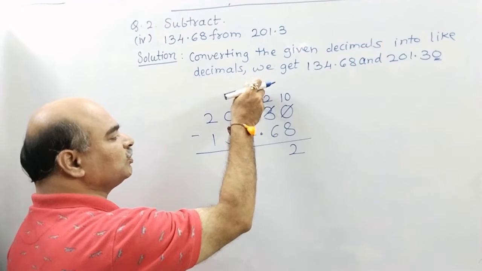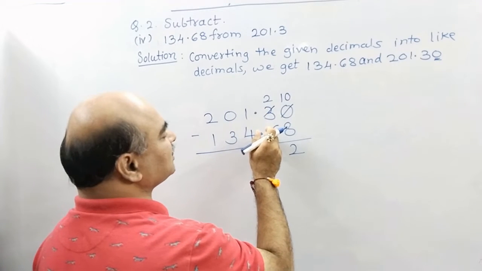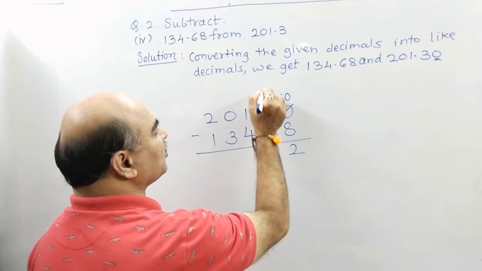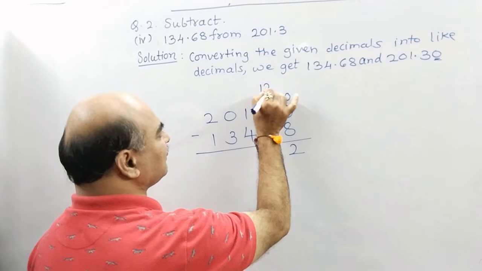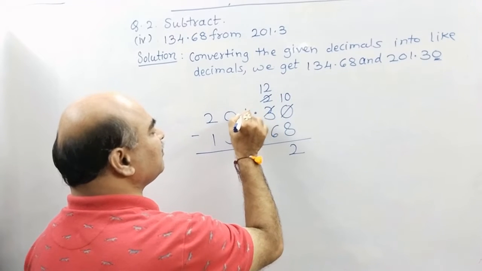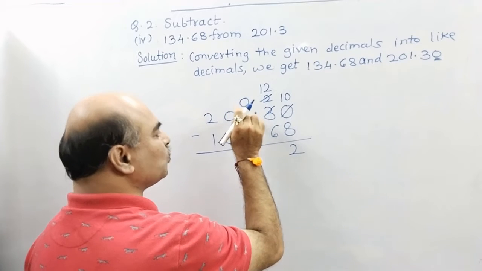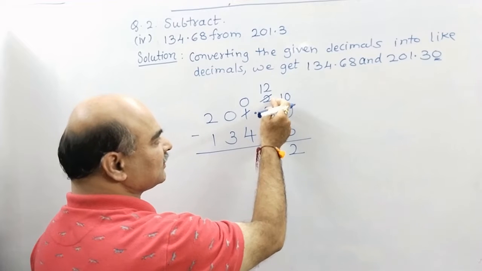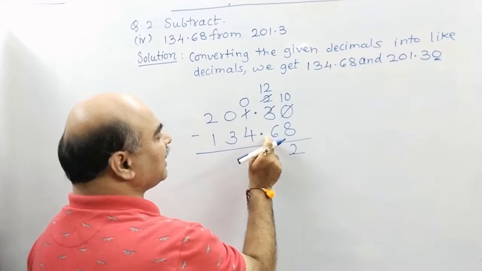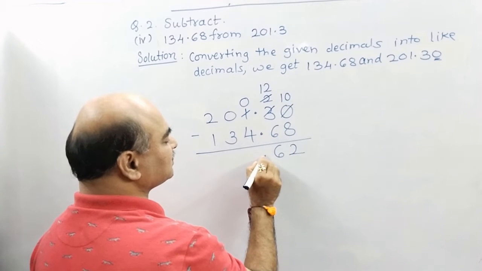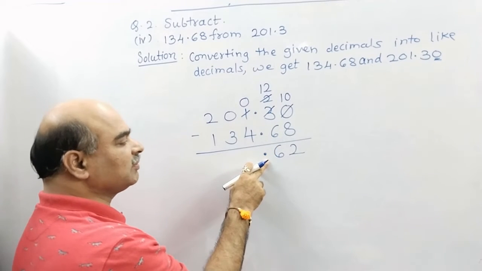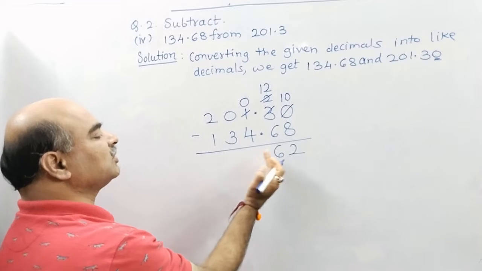For the next place, 2 minus 6 is not possible, so we have to borrow 1 from this number. Here if you borrow 1, it becomes 12, and now this 1 becomes 0 because this 1 is borrowed by this place. So 12 minus 6 is equal to 6. Now as there is a decimal point, we have to write down the decimal point.